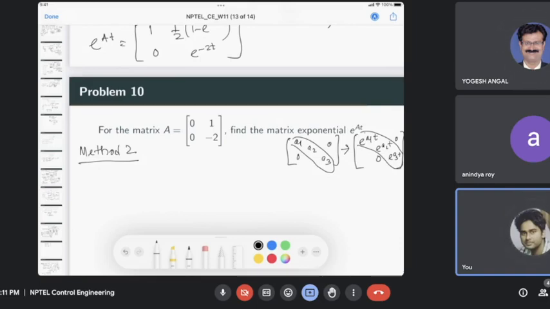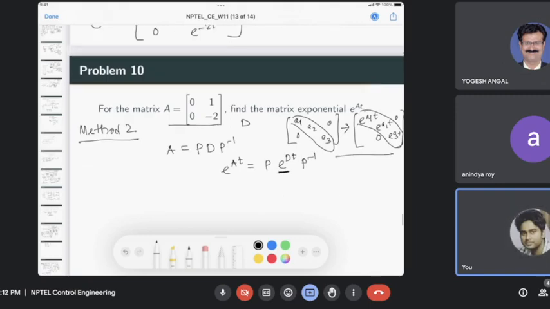I think you have already seen this method. To compute that, we'll find the eigenvectors that will diagonalize this matrix, so that the diagonal matrix will be D. Then we know this matrix exponential will be P e to power Dt P inverse. So this is the matrix exponential for the diagonal matrix.